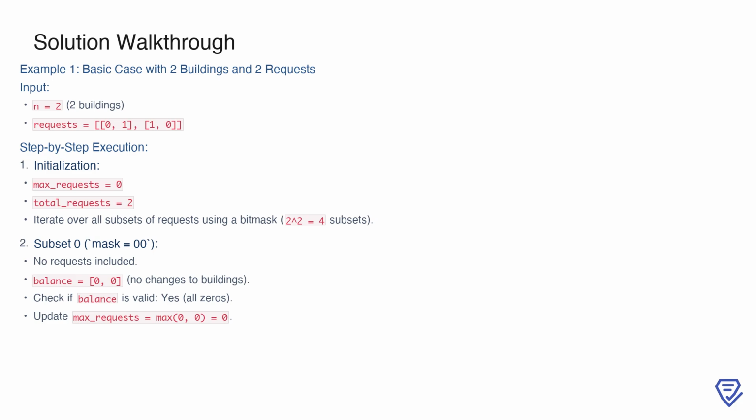Here, we begin with a basic example that involves 2 buildings and 2 transfer requests. The input specifies that there are 2 buildings, and the requests indicate a transfer from building 0 to building 1, and another from building 1 to building 0. First, we initialize max_requests to 0, which keeps track of the maximum number of achievable requests. The total number of requests is 2, so we will iterate over all possible subsets of these requests, represented by a bitmask. Since there are 2 requests, there are 2 squared, or 4 subsets in total.